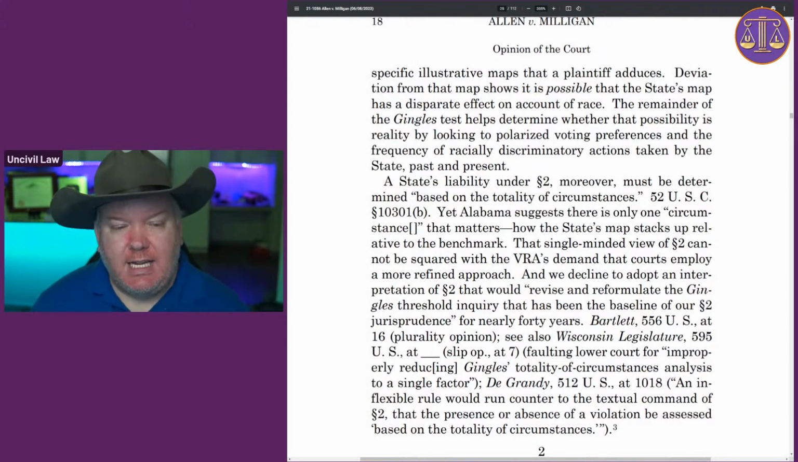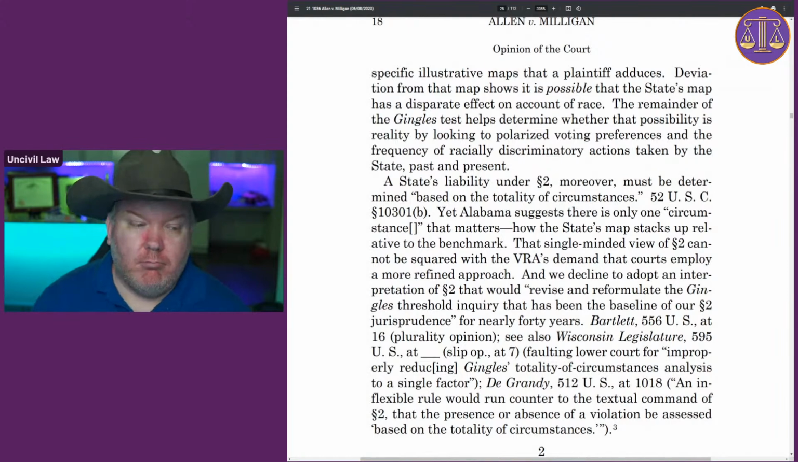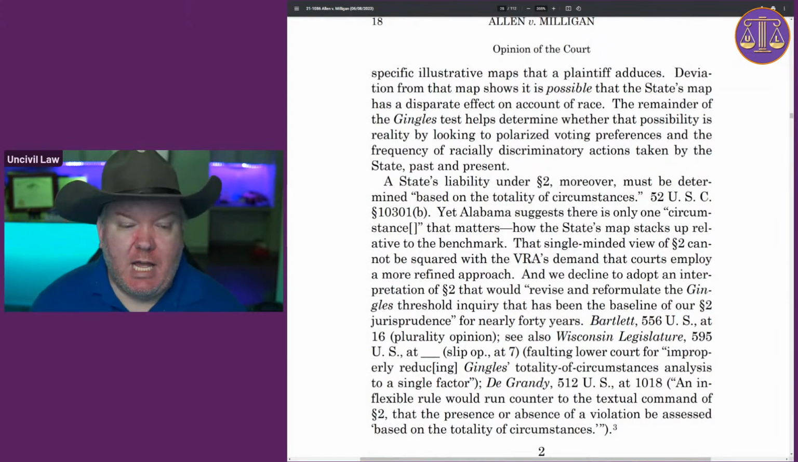A state's liability under Section 2, moreover, must be determined based on the totality of circumstances. Yet Alabama suggests there's only one circumstance that matters: how the state map stacks up relative to the benchmark. A single-minded view of Section 2 cannot be squared with the Voting Rights Act's demand that courts employ a more refined approach. And we decline to adopt an interpretation of Section 2 that would revise our threshold inquiry that's been the baseline of our jurisprudence.